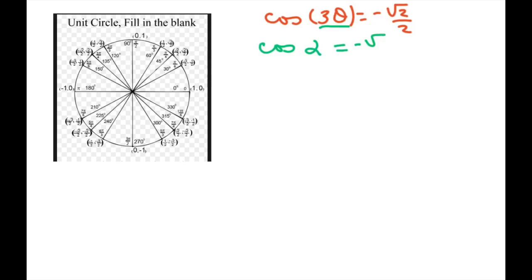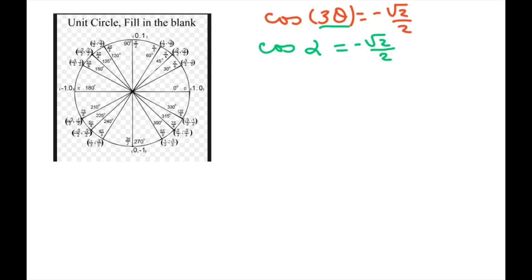So I'll write that again here. Cosine of 3 theta equals negative square root of 2 over 2. So what I'm going to do, this is my primary angle. I'm going to make a secondary angle here and just solve for alpha and then deal with this later. So where does cosine of alpha equal negative square root of 2 over 2?